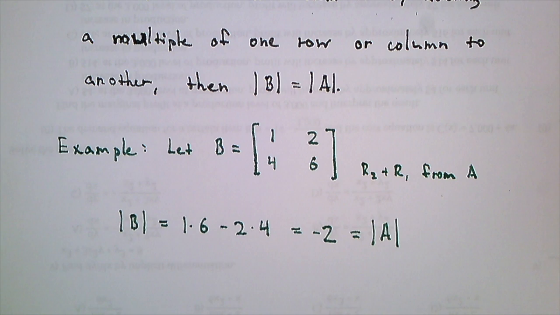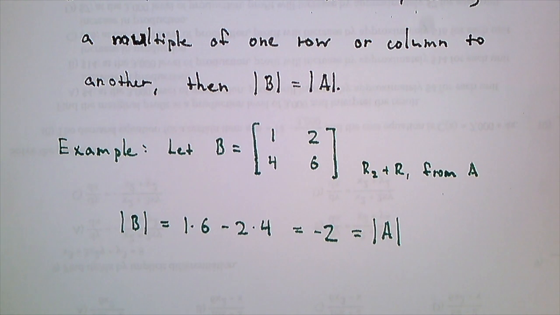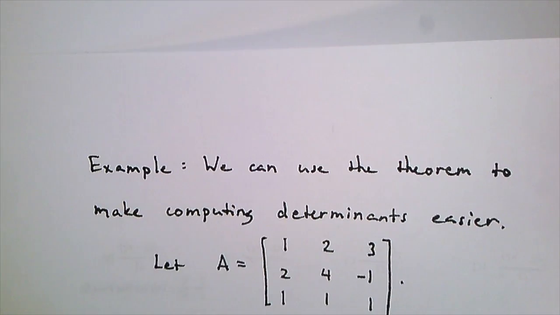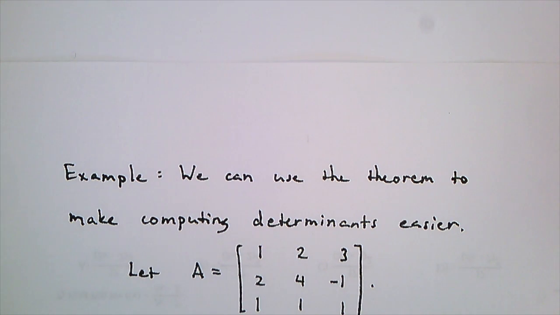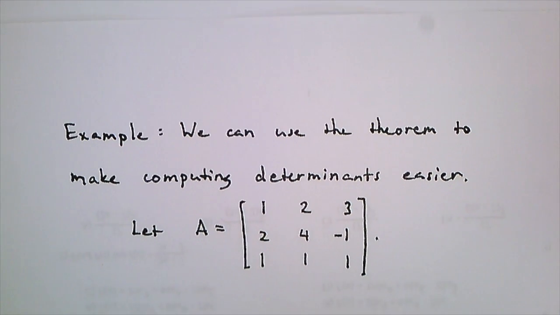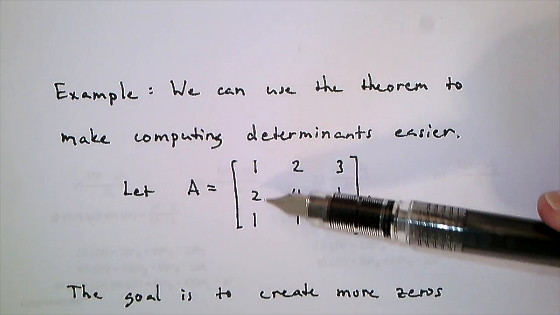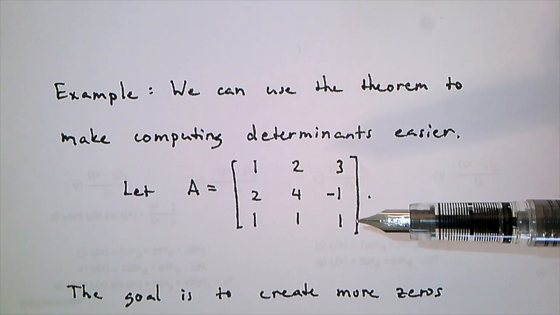So we won't be going through the details of the proof of this theorem. If you want to see more details, you can check your textbook. It's a very technical theorem, and we're more interested in how to use it. So I said at the beginning that this theorem would help make computing determinants easier. Let's start with the 3 by 3 matrix. A is going to be 1, 2, 1, 2, 4, 1, 3, minus 1, 1 on the columns.